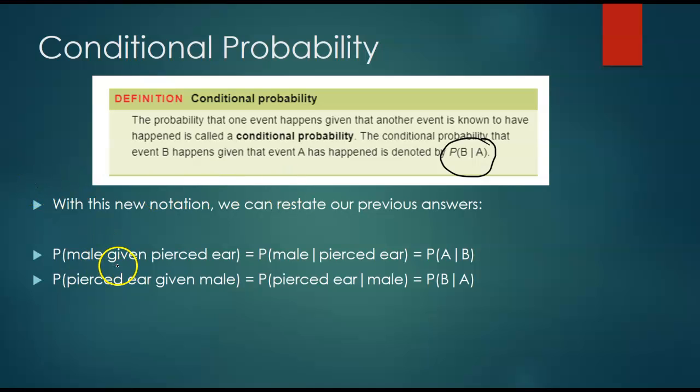So instead of having to write out the probability of being male given that they had a pierced ear, we can change this given to this up and down bar here and change that to A and B, so it's the probability of A given B. If we do this backwards, the probability that a student has a pierced ear given that they are male, we can change that word given to this up and down bar, so this becomes the probability of B given A. These notations are significantly shorter than having to write all of this out if you identify what A and B stand for at the beginning of your problem.